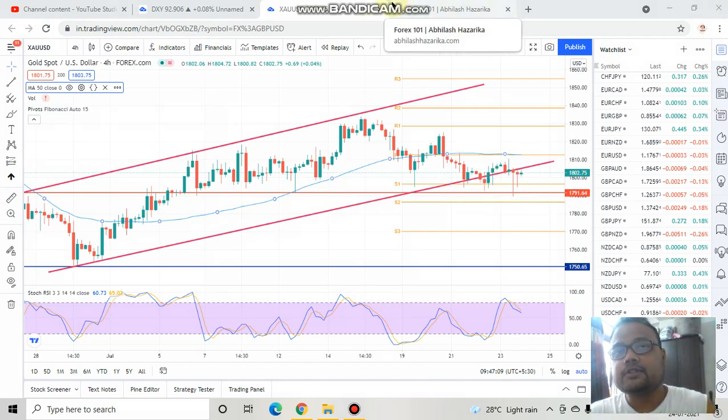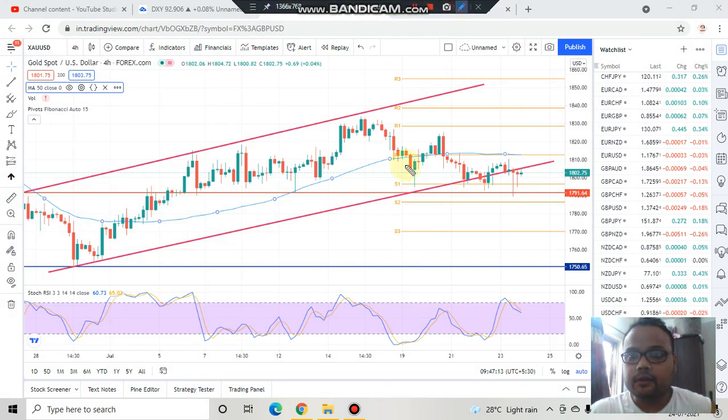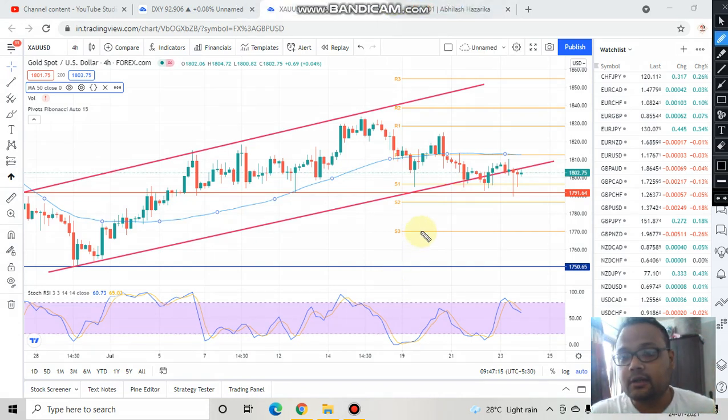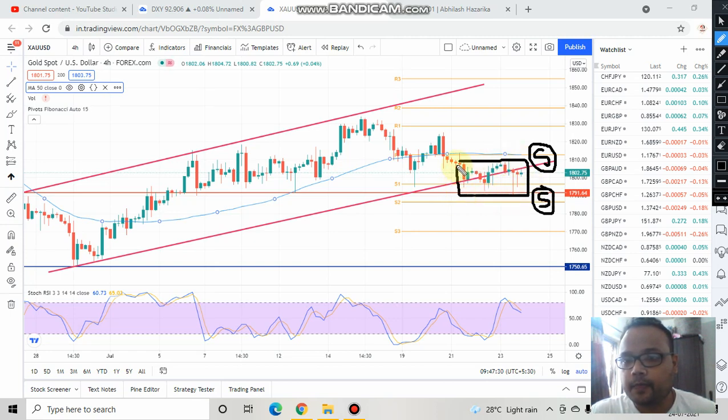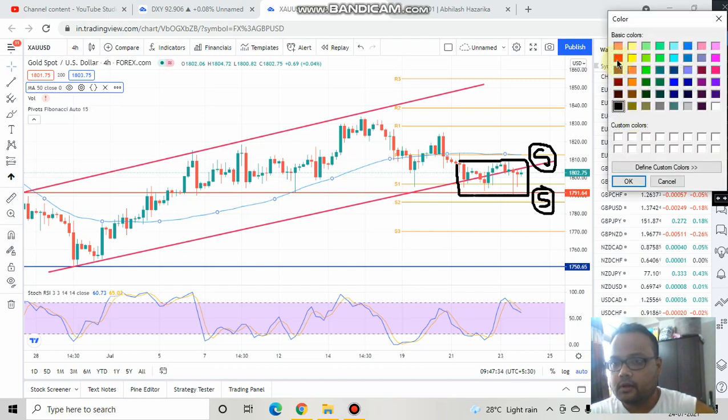So what should be our strategy? To be honest, I will not personally trade on this chart, because we have a support here. This trend line is the support here, and this is also a support here. And right now, gold is caught in this range here. Let me change the color.